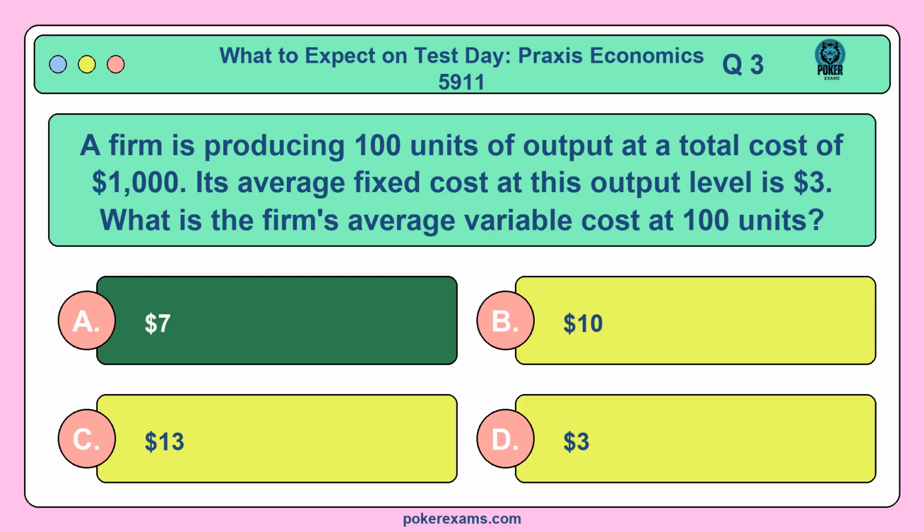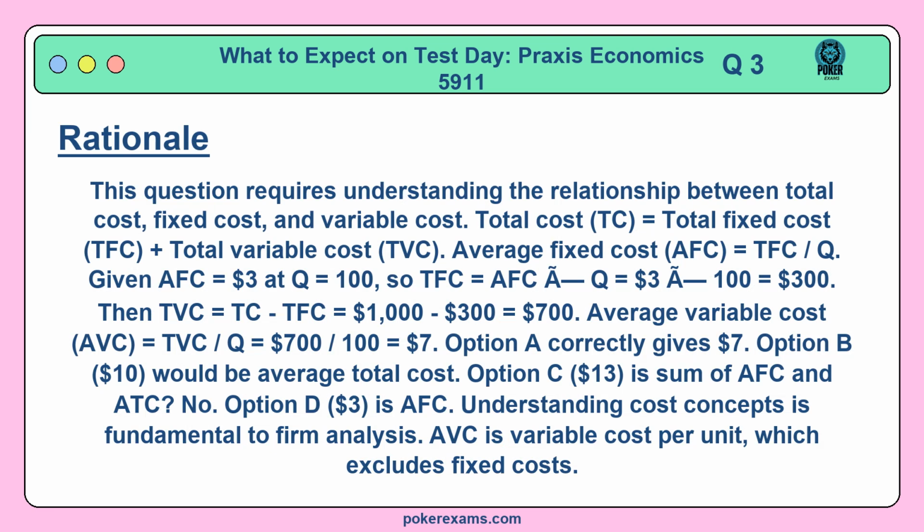The correct answer is A. This question requires understanding the relationship between total cost, fixed cost, and variable cost. Total cost, TC, equals total fixed cost, TFC, plus total variable cost, TVC. Average fixed cost, AFC, equals TFC / Q.